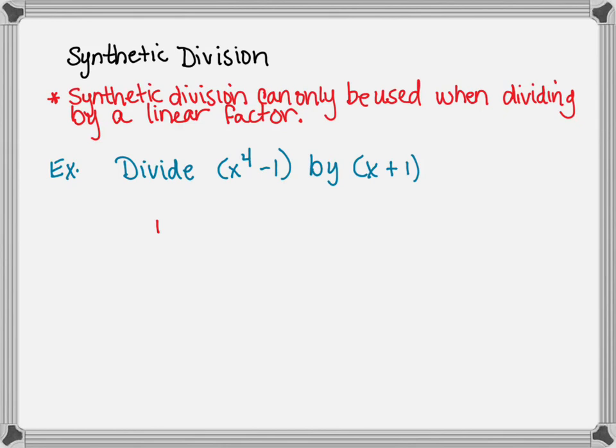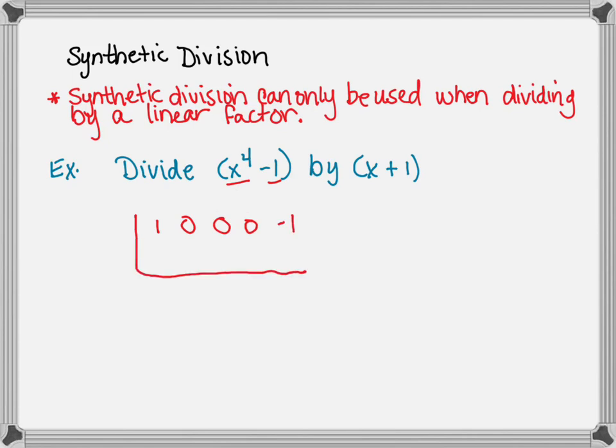So I've got 1 x to the fourth, and I am missing my x cubed, my x squared, and my x terms. So I'm putting in 0 for my x cubed coefficient. I'm putting in 0 for my x squared coefficient. I'm putting in 0 for my x coefficient, and then my constant is -1.